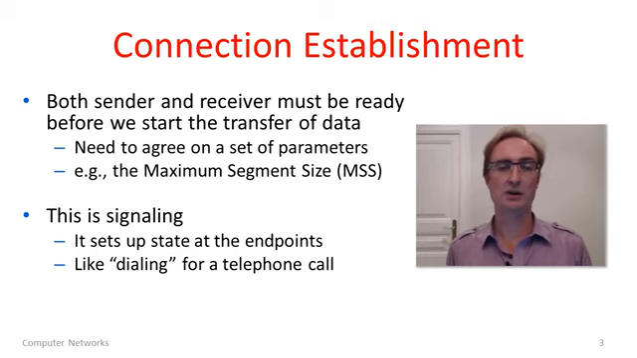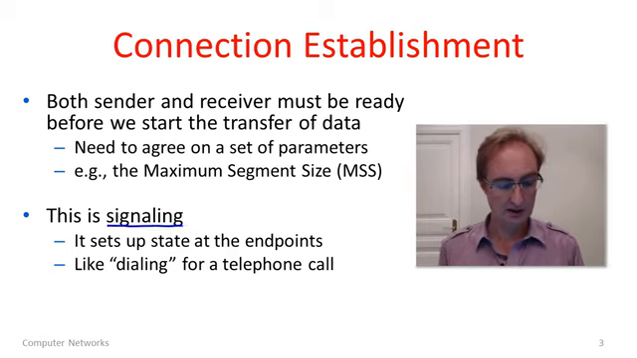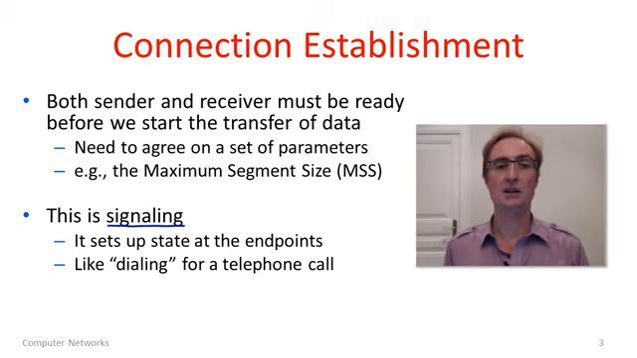Connection establishment is really the process of the sender and receiver coordinating or synchronizing themselves to prepare for the start of data transfer. As part of this, they need to either tell one another or agree on a set of parameters, including, for instance, the size of messages, the maximum size of segments which they'll send amongst one another. All of this operation is really done with segments which transfer control information rather than data. This is called signaling, and it's really to set up connection state in the sender and the receiver.